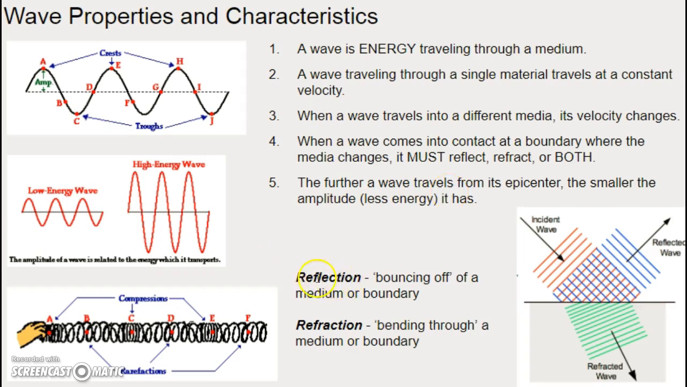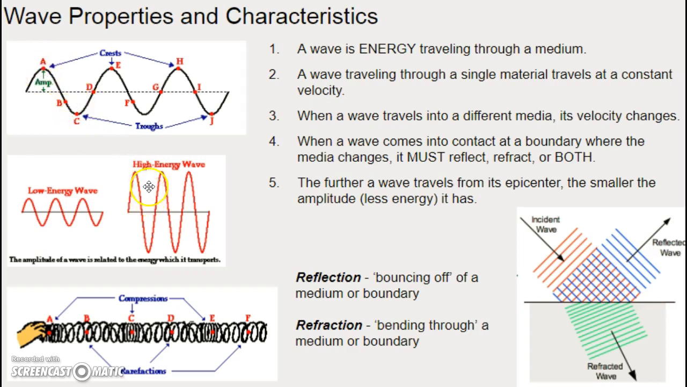So let's make sure we identify some terminology. Reflection implies that a wave is bouncing off of a medium or a boundary, and refraction implies that it's bending through. A wave would bend through a medium or a boundary. There's some basic terminology that you need to familiarize yourself with. If I look at this picture here, the amplitude is simply measured from this dotted line, which is considered equilibrium, to the highest point, whether it's a crest or a trough. The amplitude is measured from here.